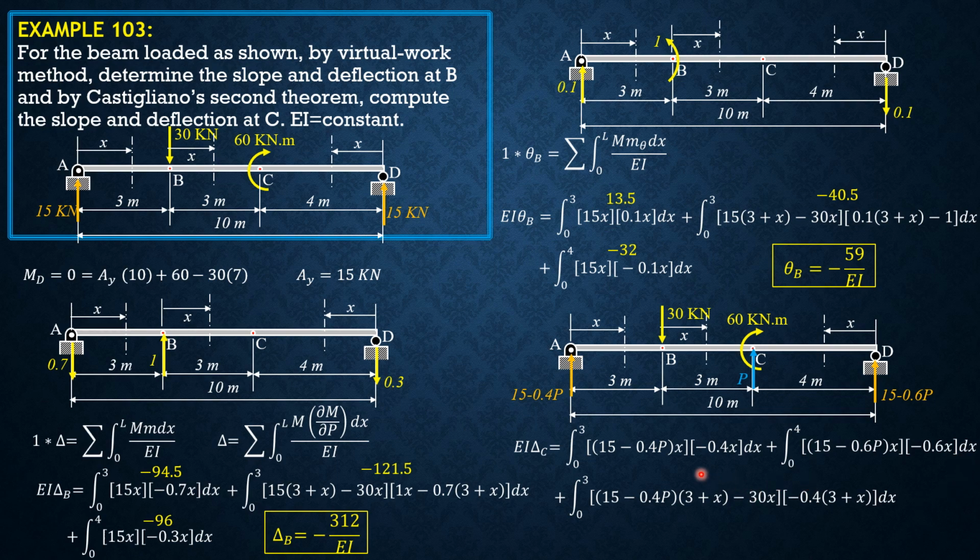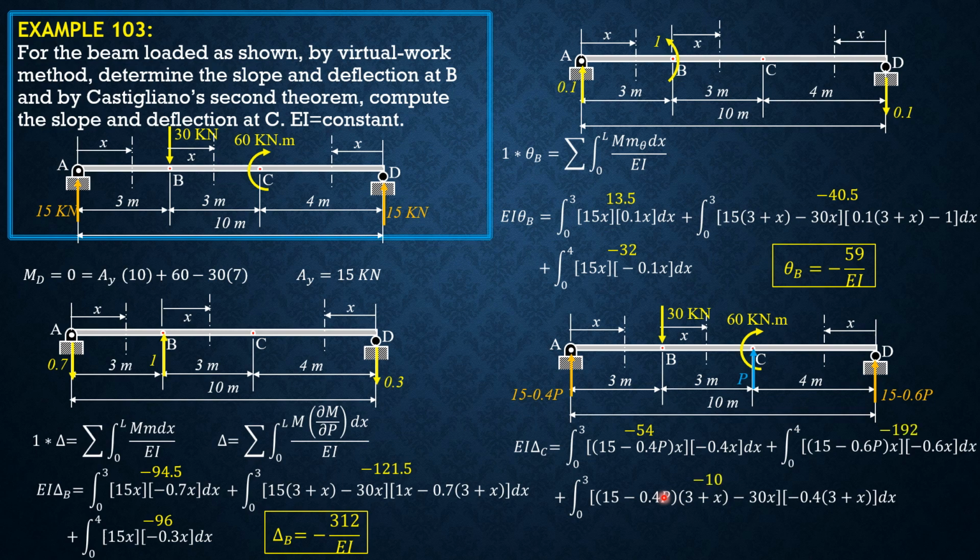So prior to integration, we have to set the value of P, which is 0, because this is just invented. So if this is 0, this is now the integral from 0 to 3 of 15x, then negative 0.4 of x only. And that integral from 0 to 3 is negative 54. For the next integral, which is this, set P to 0 because it doesn't exist. We just invent it. So it is the integral of 15 times 3 plus x minus 30x, then times negative 0.4 of 3 plus x. You may simplify before you integrate.